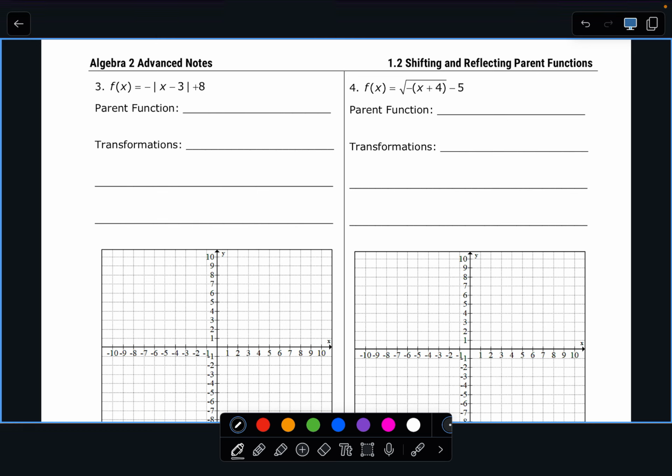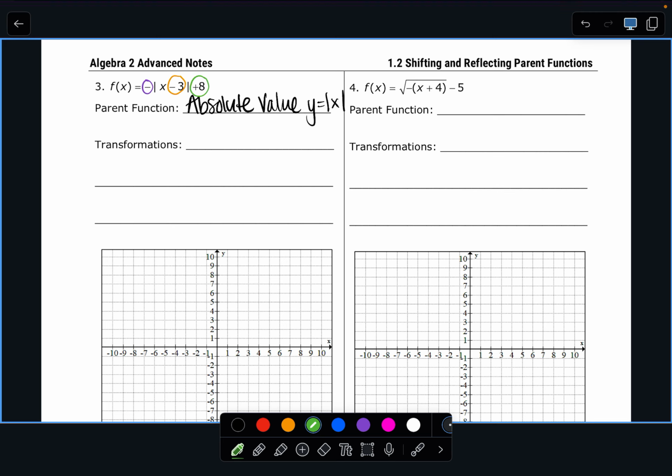Okay, for the transformations, we have what kind of function here? Absolute value. If I had no transformations, it would just be an x in between two absolute value bars. And then we have 3 things going on here. We have a negative in front. We have a -3 on the inside. And we have a +8 on the outside.